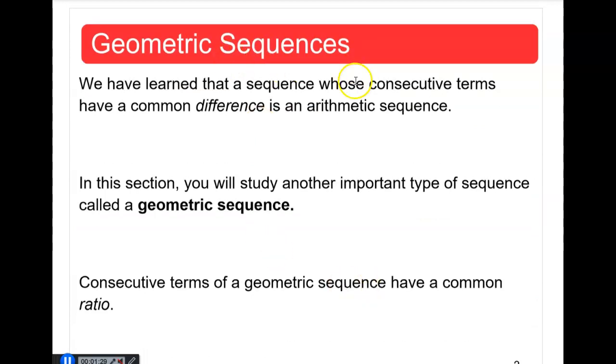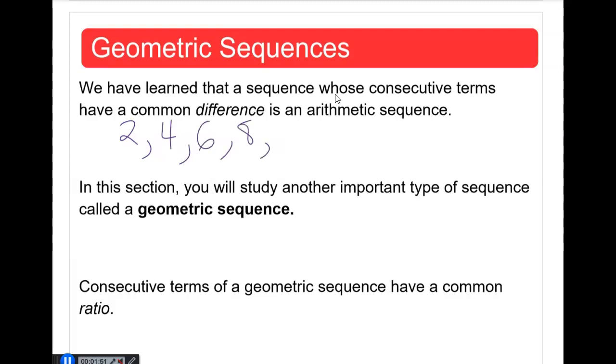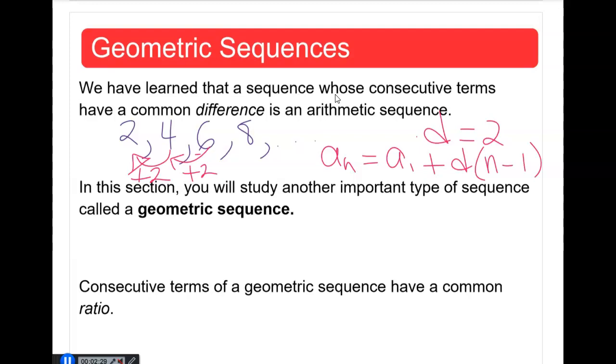We have learned that a sequence whose consecutive terms have a common difference is an arithmetic sequence. So to refresh your mind on that, those were, for example, the set of even numbers, for example 2 and then 4, and even integers 6, 8, and so on. Because the common difference between every two terms, 4 minus 2 is 2, 6 minus 4 is also 2, and so you could see that the common difference is 2 because you could get the next term by simply adding 2. And we learned how to find the nth term by using this formula, a sub 1 plus the common difference times n minus 1. Now, this was section 9.2.